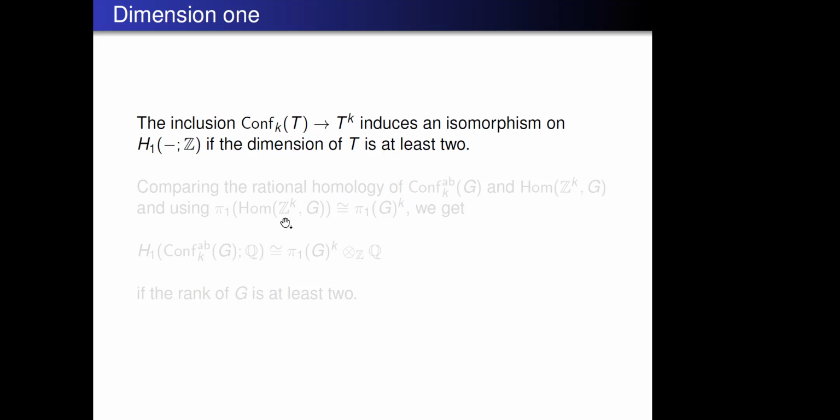Okay, so I mentioned earlier that the inclusion of the configuration space in the torus, in the product of k copies of the torus, was r minus 1 connected, where r was the dimension of the torus. So when the dimension of the torus is at least 3, this is 2-connected, and you will have an isomorphism of H1. But when the dimension is 2, you will have only that this map is 1-connected, but you can also study what happens in the fundamental group and see that the commutator subgroup is contained in the kernel. So in this case, you also get an isomorphism in the first homology group.